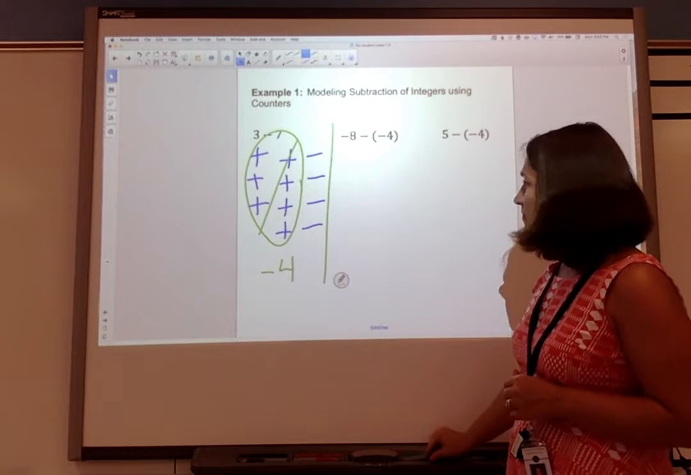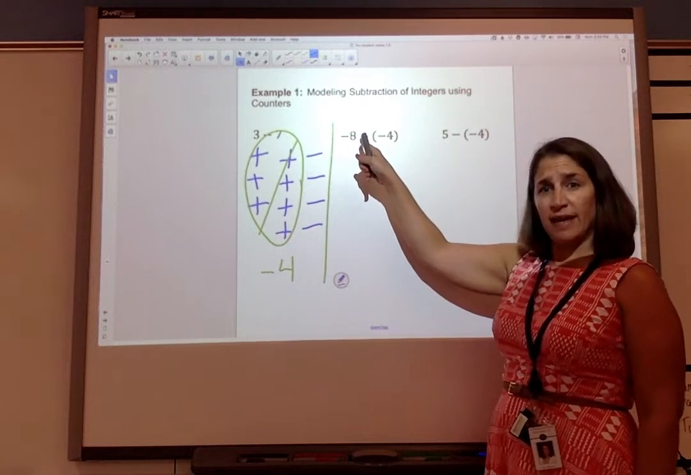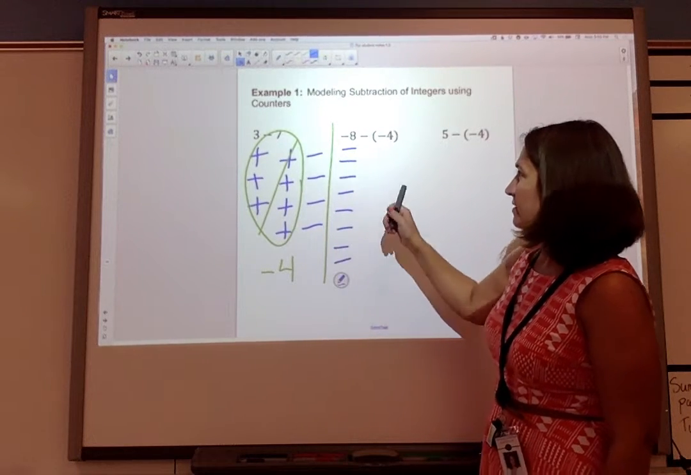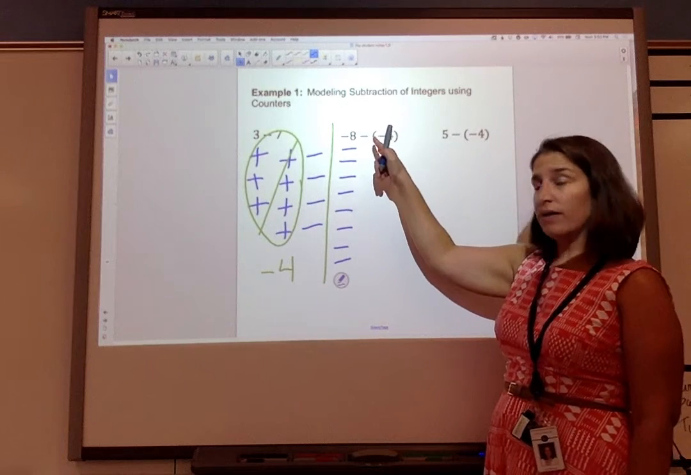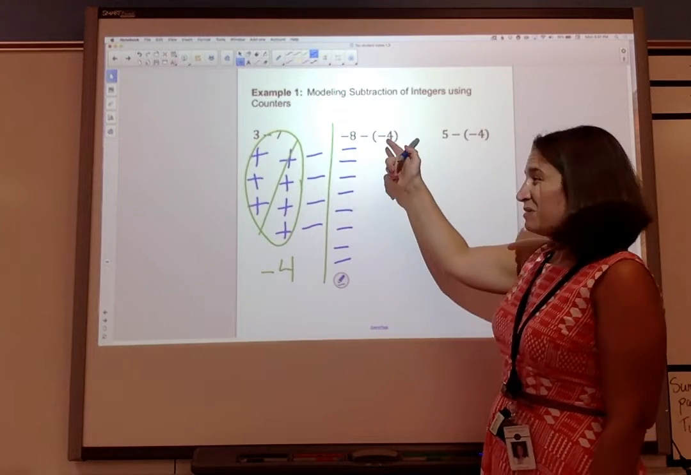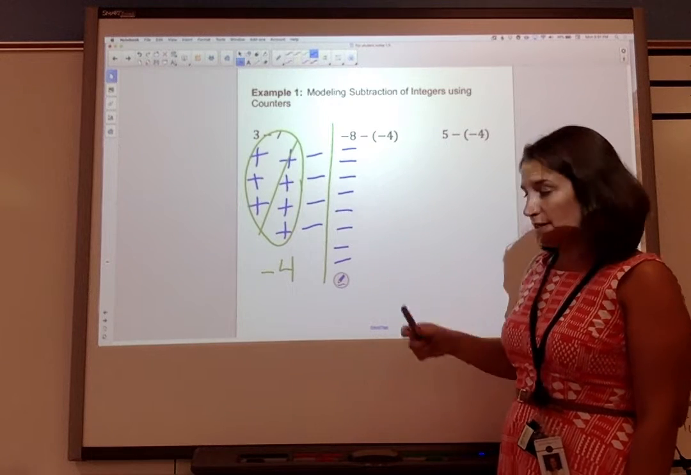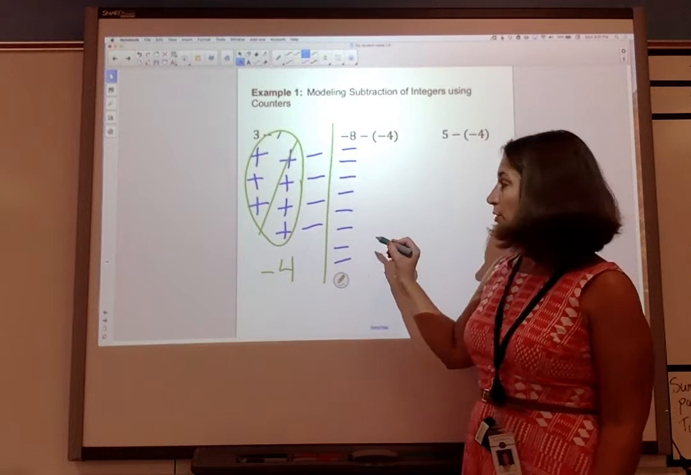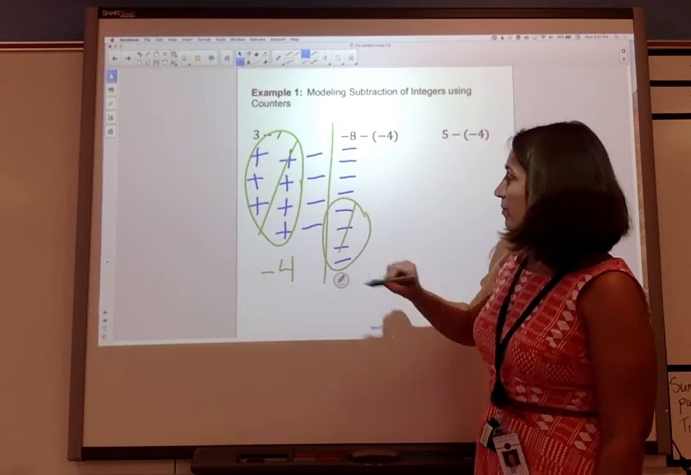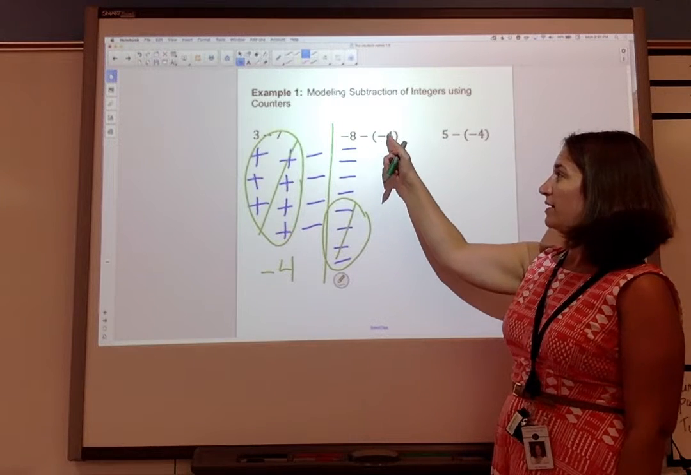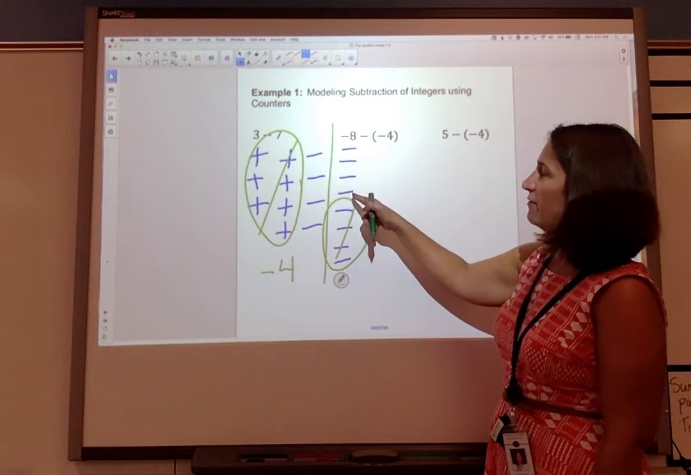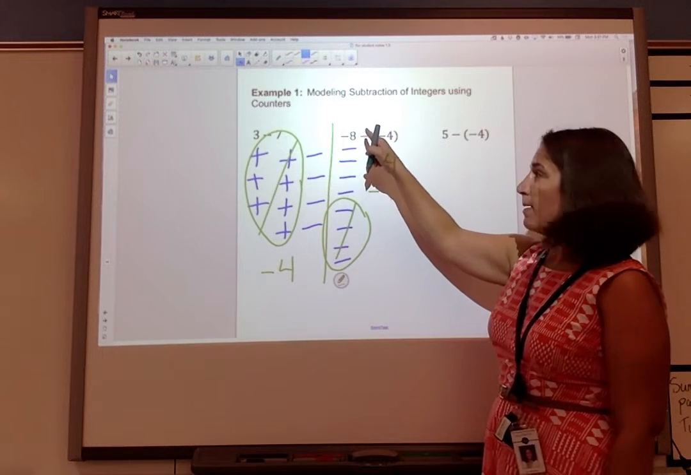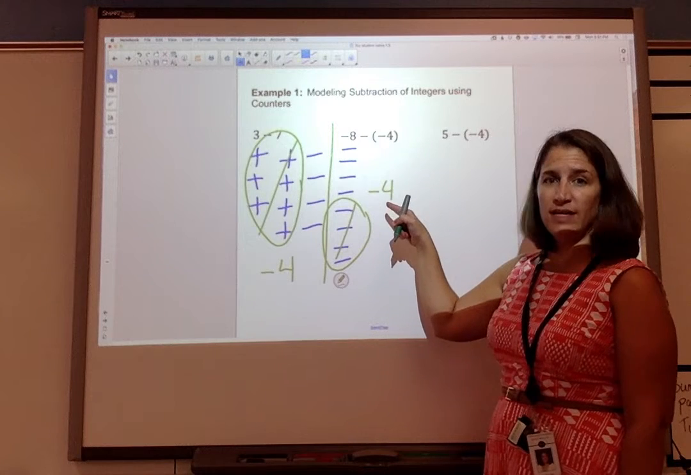Draw a line down here. I'm going to start with 8 negative counters. 1, 2, 3, 4, 5, 6, 7, 8. I need to take away 4 negative counters. This problem looks harder, but it's actually quite a bit easier. I have 4 negative counters to take away, so I don't need to add any 0 pairs. I'm going to take away 4 negative counters, minus negative 4, and I'm left with 4 negative counters. So negative 8 minus negative 4 is negative 4.